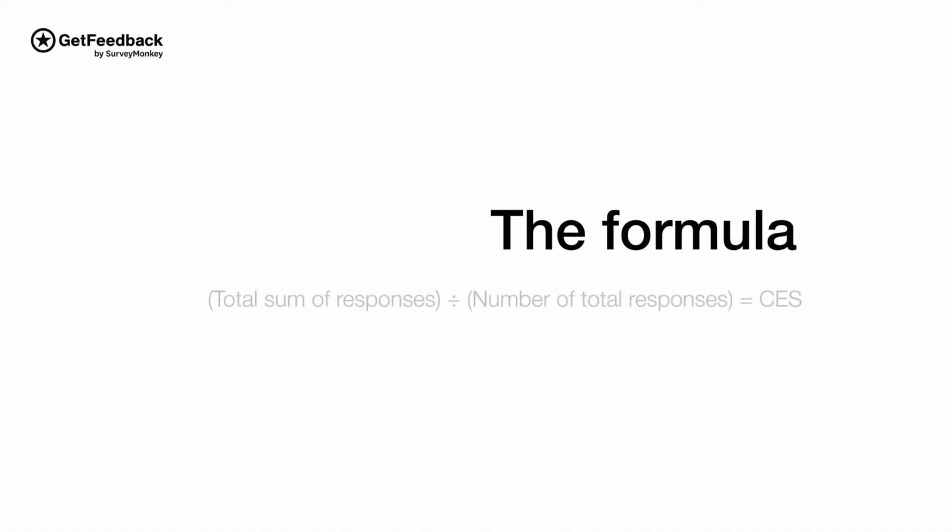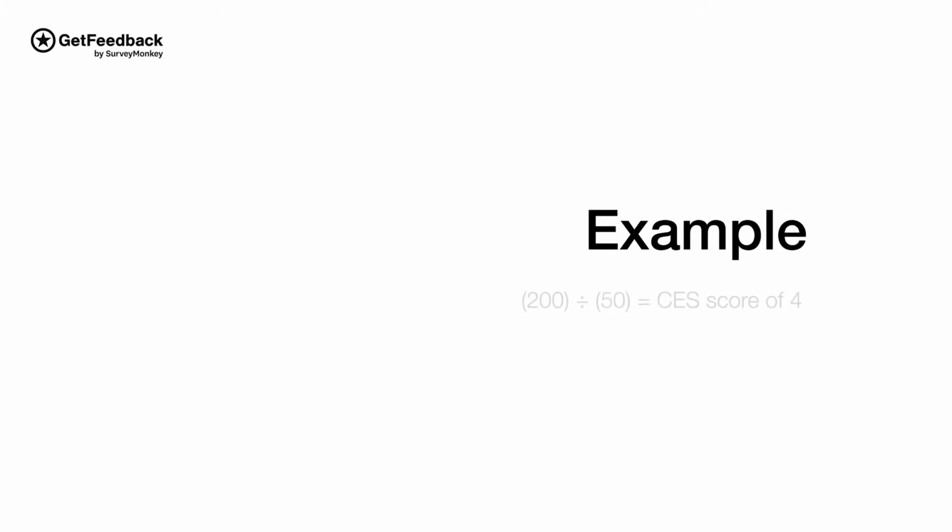The CES score is calculated by finding the average of all responses. This means taking the total sum of responses and dividing it by the total number of survey respondents. So for example, let's say you received 50 survey responses and the total sum is 200. You would get a CES score of 4. A 4 isn't great. Generally speaking, you want to strive for a 6 or a 7.